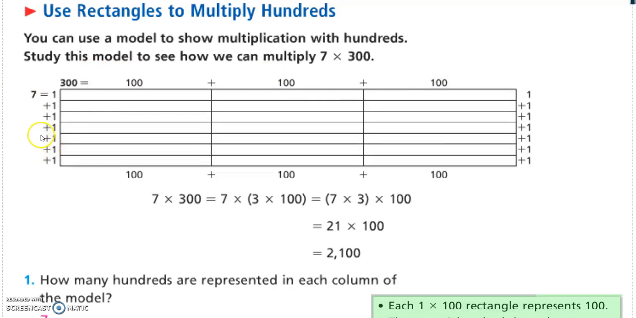And I think that's important for you to take a look at and take a minute to examine, because as we add another digit, we're adding a whole another place value. We were multiplying by tens and ones, and now we're multiplying by hundreds. So this model shows that multiplication. This is showing 7 times 300, or 7 groups of 300. Take a minute to look at it.